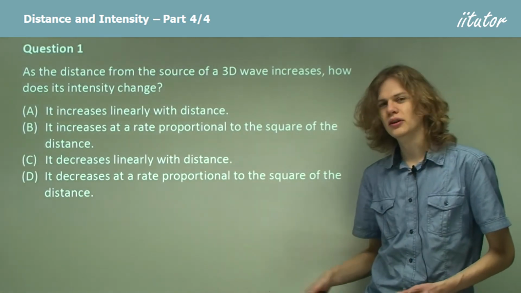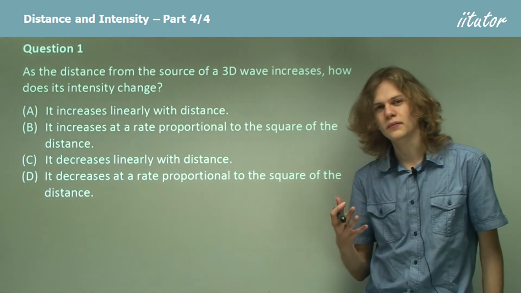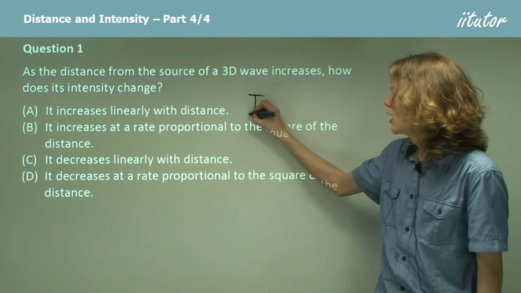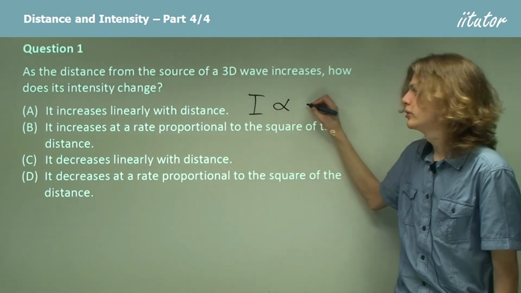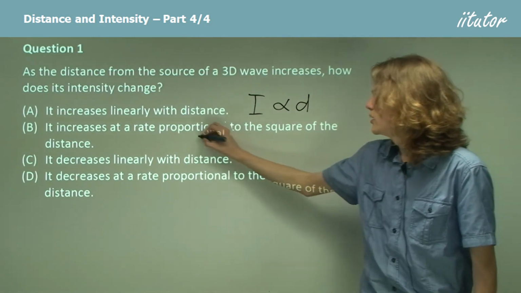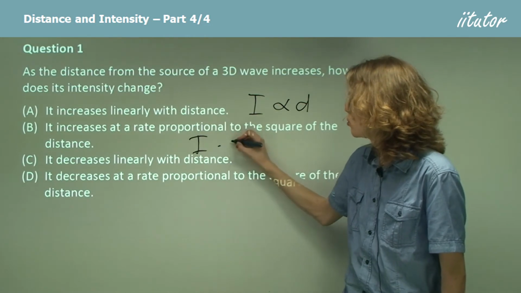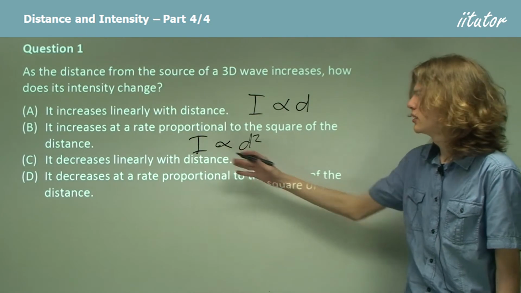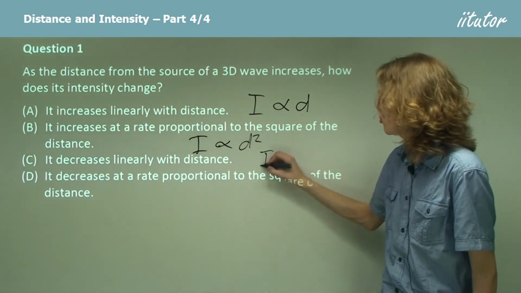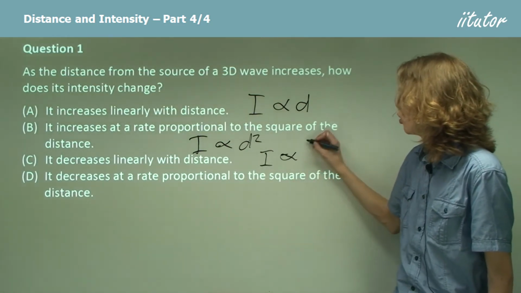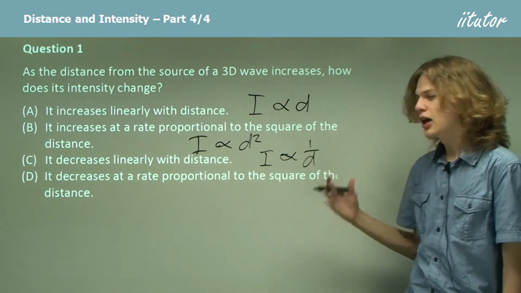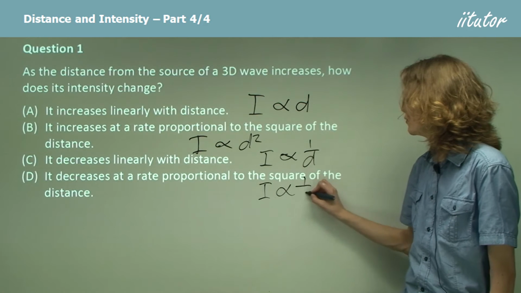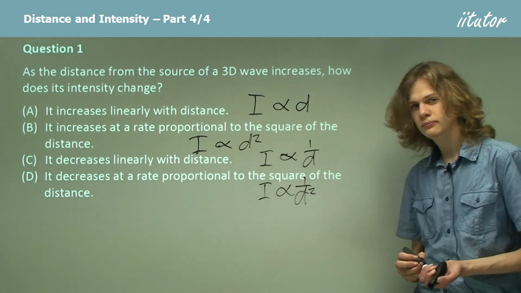Now all of these can be written in a sort of similar way if we use mathematical equations. In this case, I will be proportional to distance. In this case, I will be proportional to the distance squared. In the third case, I will be proportional to 1 over distance. And in the last case, I will be proportional to 1 over distance squared.